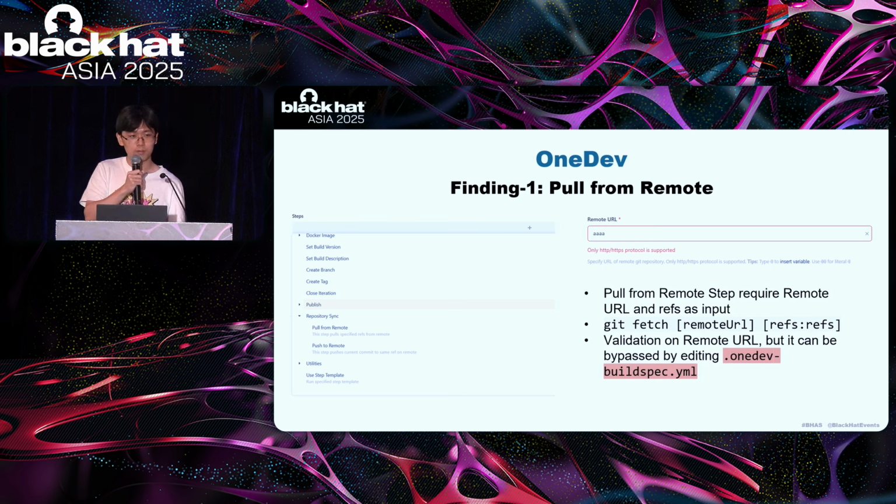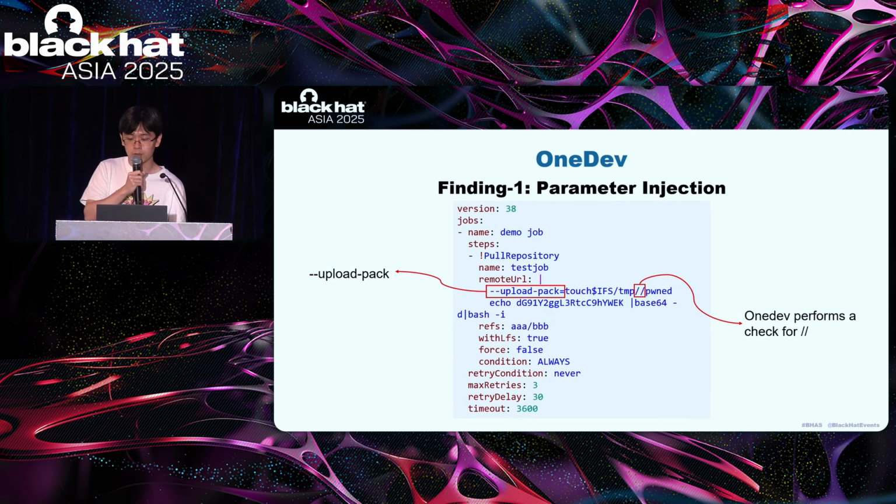So in reality, we have a parameter injection here. And you can achieve this parameter injection through the --upload-pack option and bypass several validations performed by OneDev. And that's the payload, you can see that.